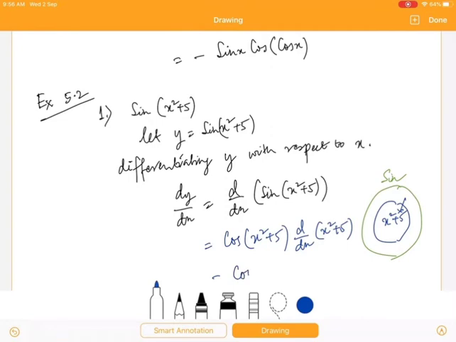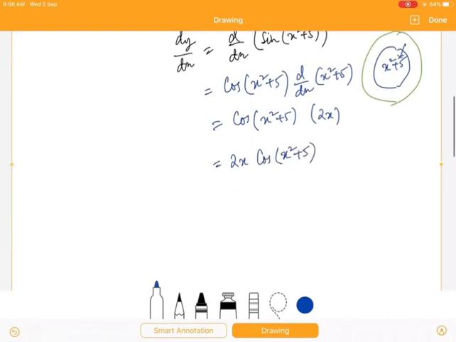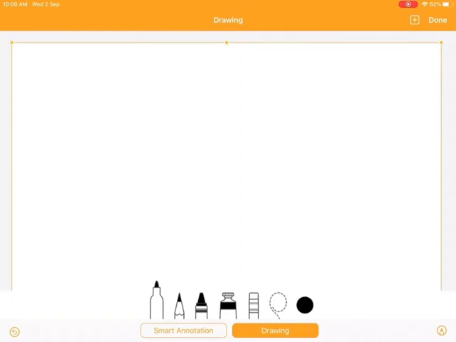So what we have? Cos of x square plus 5, and here we have 2x. So 2x will be written in front. Why? Because 2x is not multiplied with x square plus 5. It is multiplied with cos of x square plus 5. Please remember this one. Most of the time students make a mistake in here. They leave it like that. So please don't leave it like that.